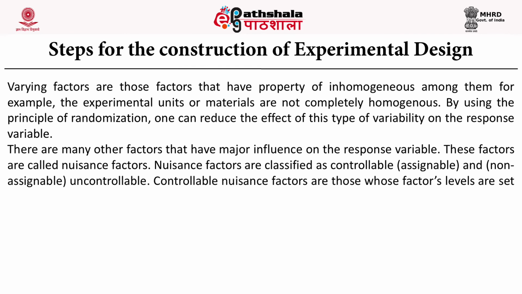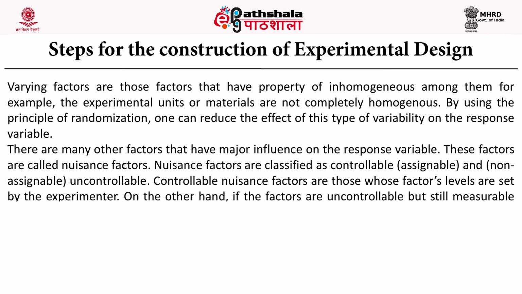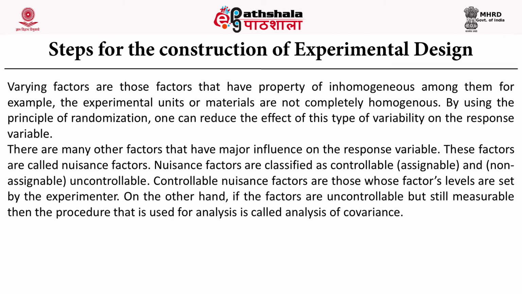By using the principle of randomization, one can reduce the effect of this type of variability on the response variable. There are many other factors that have major influence on the response variable. These factors are called nuisance factors. Nuisance factors are classified as controllable and uncontrollable. Controllable nuisance factors are those whose factor levels are set by the experimenter. On the other hand, if the factors are uncontrollable but still measurable, then the procedure that is used for analysis is called analysis of covariance.